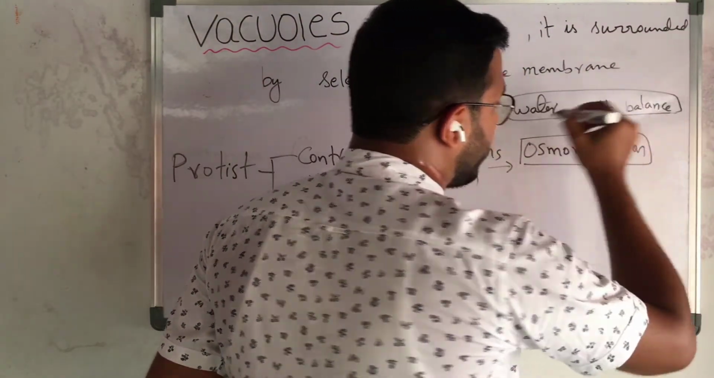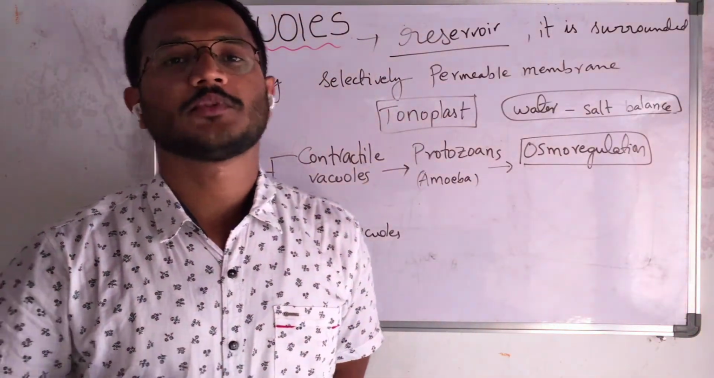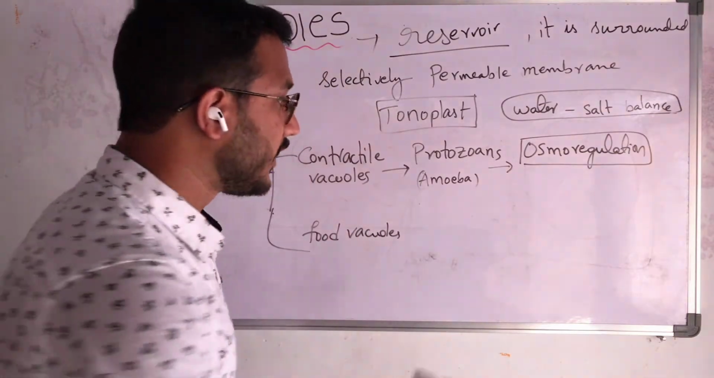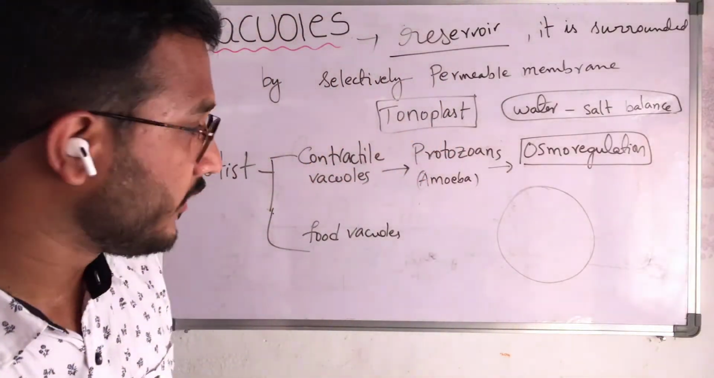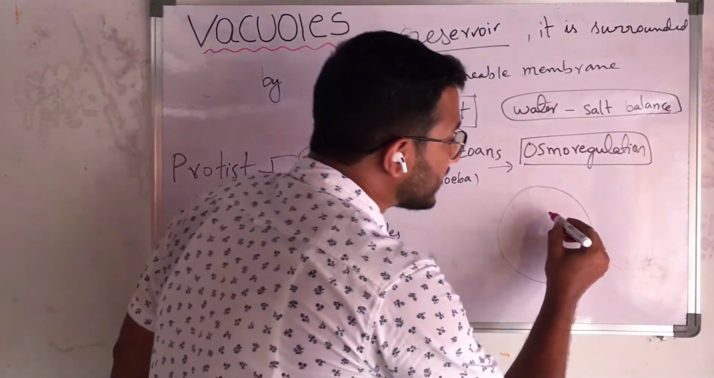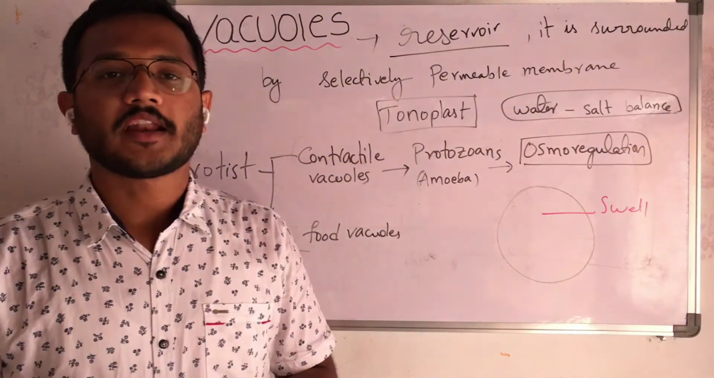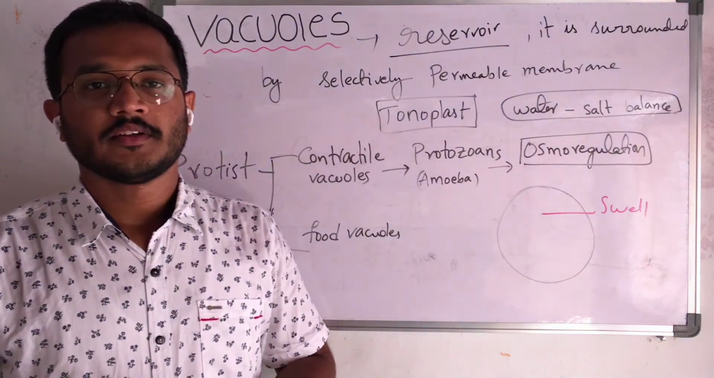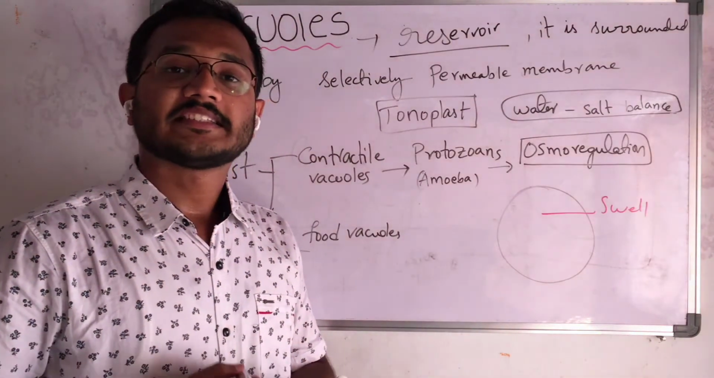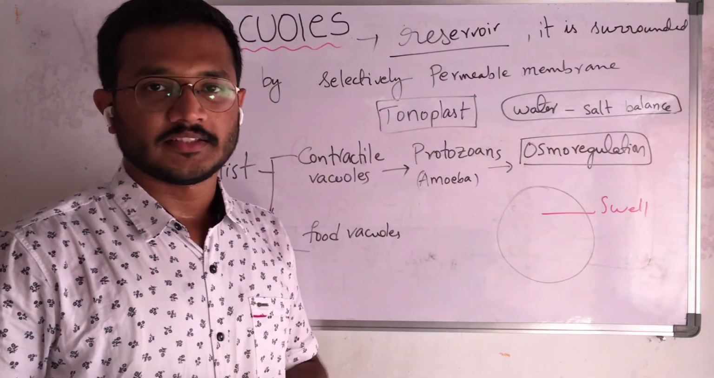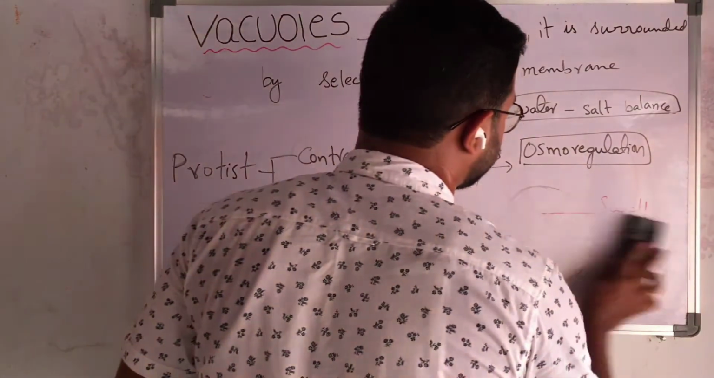One more thing, these organisms live in water, so they will take excess amounts of water into the body. They are single celled organisms. If they take in excessive amounts of water, the cell will swell and finally rupture, and the whole organism will die. To prevent that, it eliminates the excess amount of water from the cell. So this is also a function of the contractile vacuoles present in protozoans.